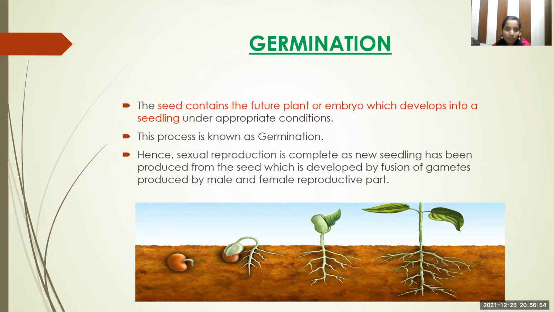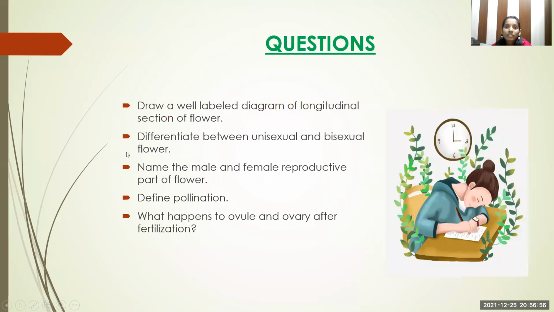Now you all know. Now these are some questions. Try to solve these questions. And I would like to give you one activity. Try to collect dhatura flower from your neighborhood and try to identify the male and the female reproductive plant part in that dhatura flower.